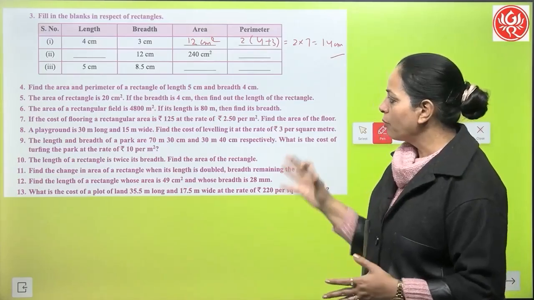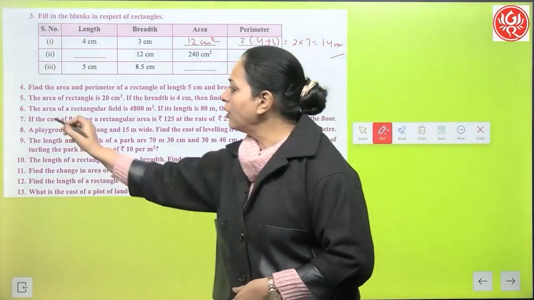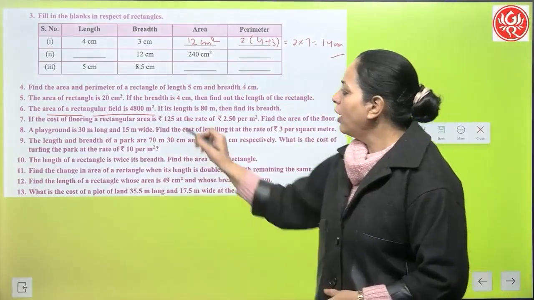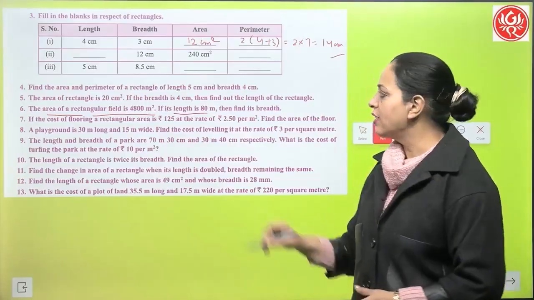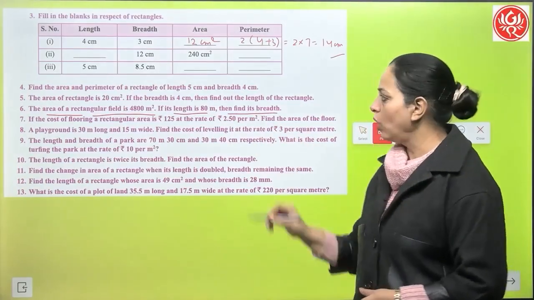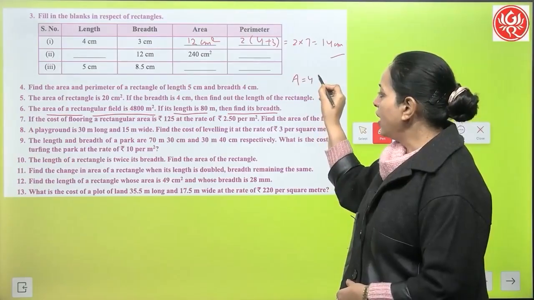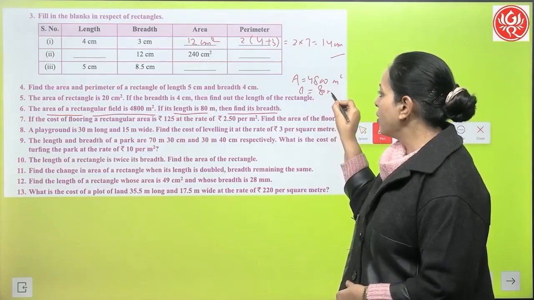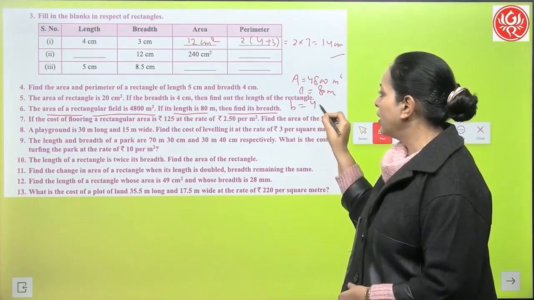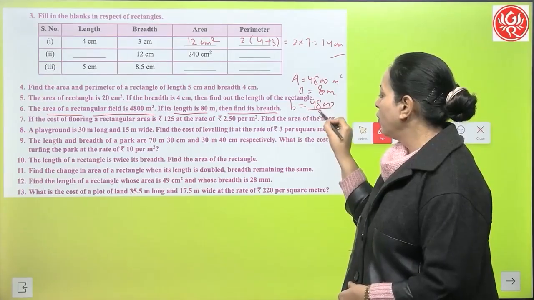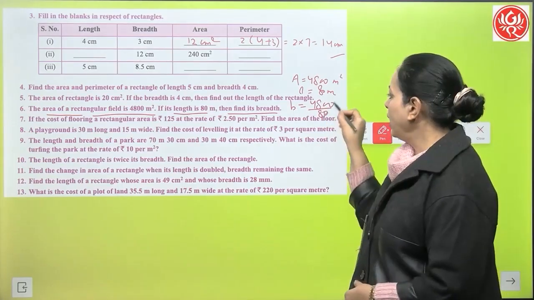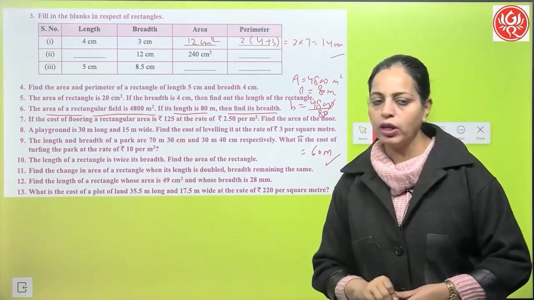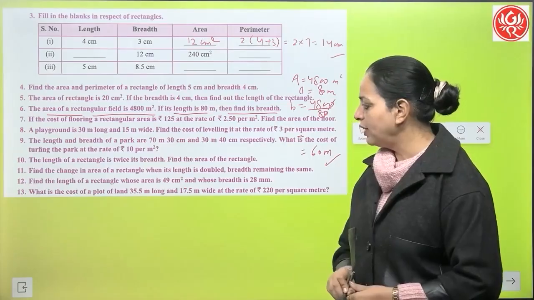Okay. Now there are some questions like here 6th question. The area of a rectangular field is 4800 meter square. If its length is 80 meter, what is its breadth? So area is given, 4800 meter square. Length is 80 meter. So what is the breadth? Breadth is area upon length. 4800 upon 80, that is 60 meter. Okay. So I hope you can try these parts.